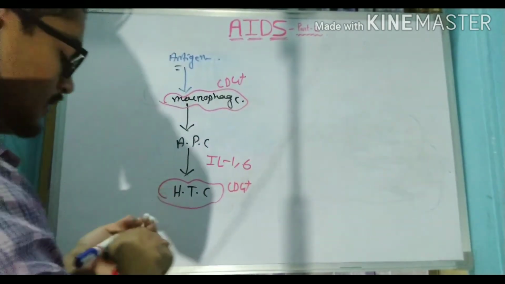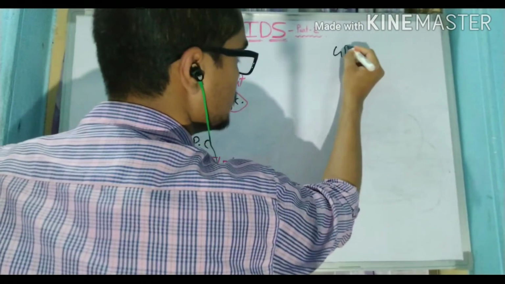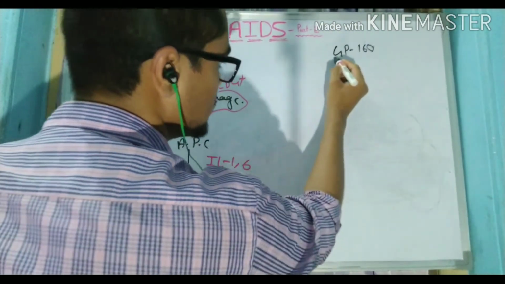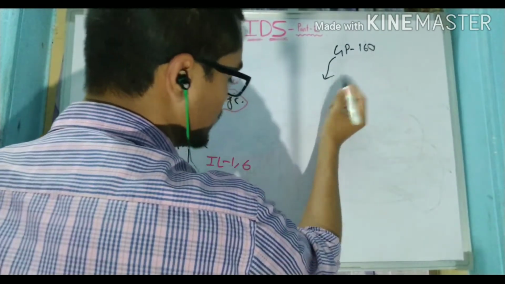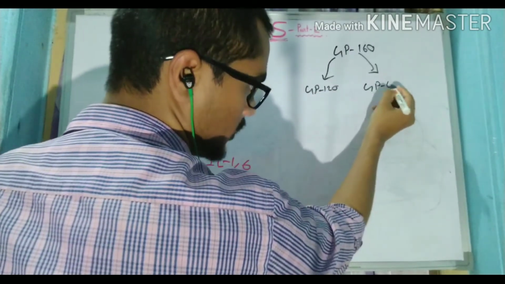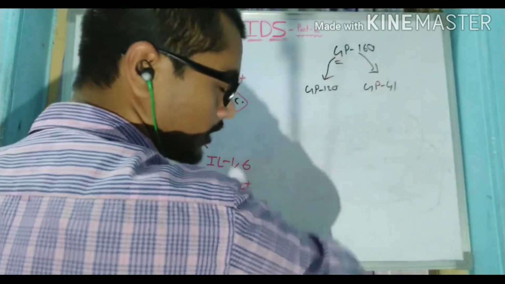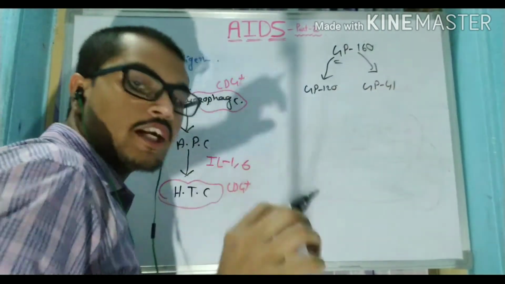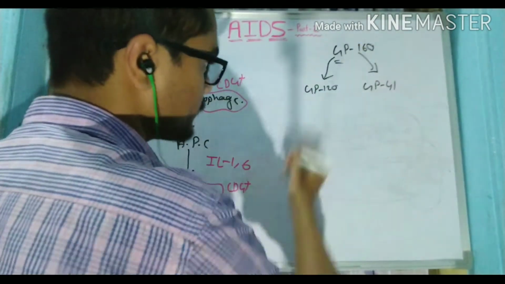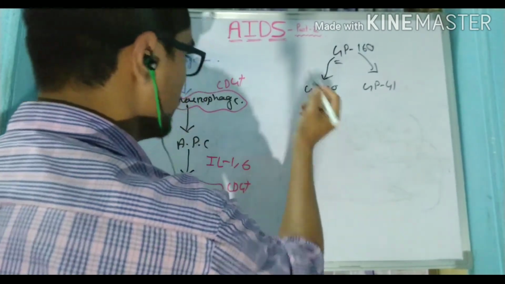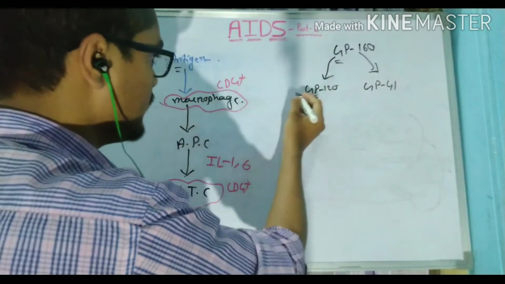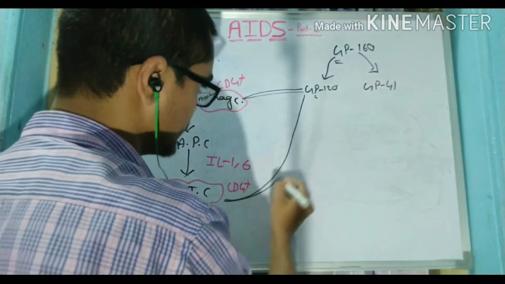Now we have to know the second part, that is GP160. GP160 is a special kind of protein present over the cell membrane of this HIV virus. GP160 consists of two parts. The outermost part is known as GP120, and the innermost part is known as GP41. GP stands for glycoprotein, and glycoprotein 160 is a transmembrane protein present over the cell membrane of this virus. GP120 has an affinity for those cells that have the CD4 plus receptor. That means GP120 obviously has an affinity for the macrophage as well as the helper T cell.